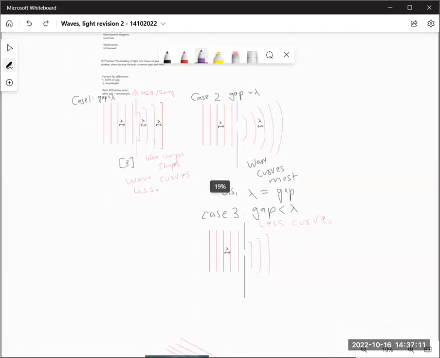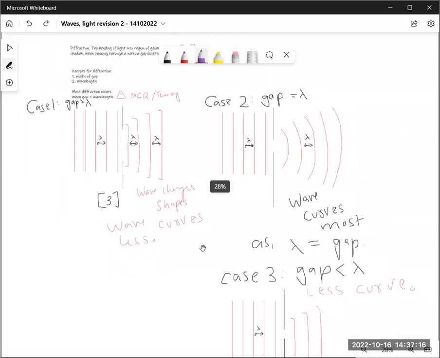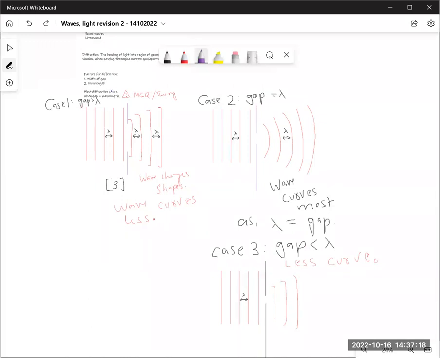The next thing we have to look at is dispersion of light. Quickly write everything down. All of this is important. Okay, yep. This dispersion is quite easy. So take your time, write it down, tell me when you're done.